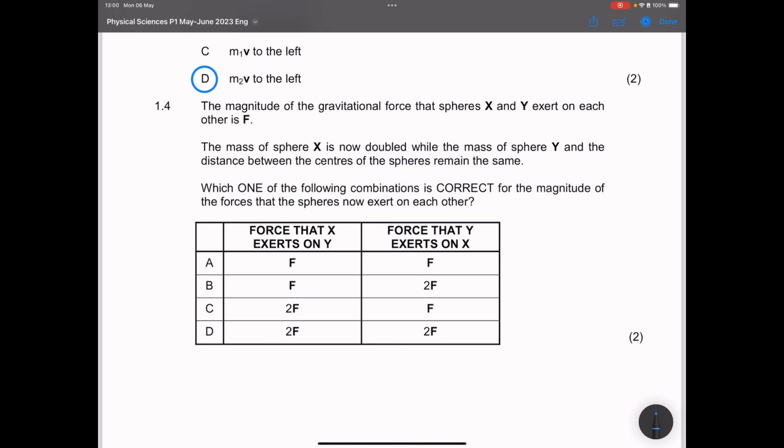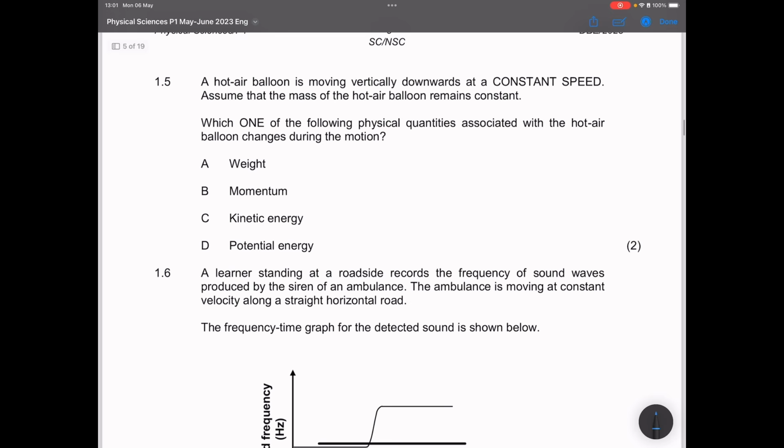So firstly, we had a force F, but now we double the mass of one of them. They say the mass of sphere X is now doubled. So that would mean that the force will also double. Why? Because force is directly proportional in this case to the mass of the object according to Newton's law of universal gravitation. So our answer will be 2F and 2F respectively. I hope that makes sense.